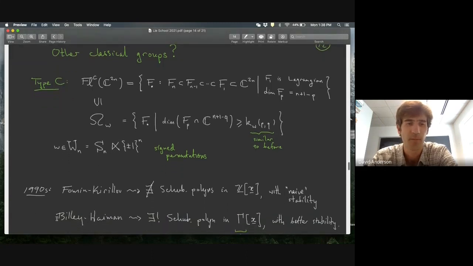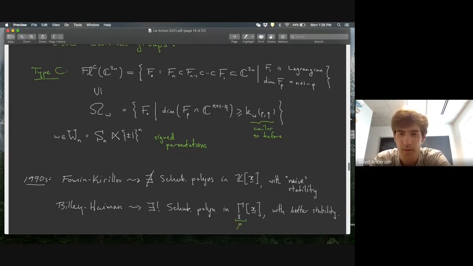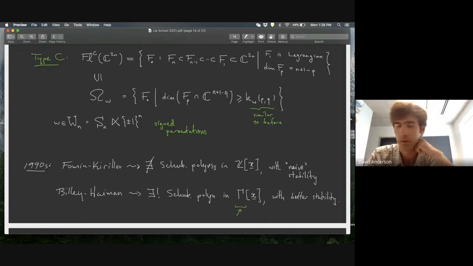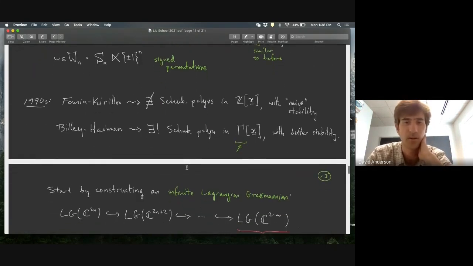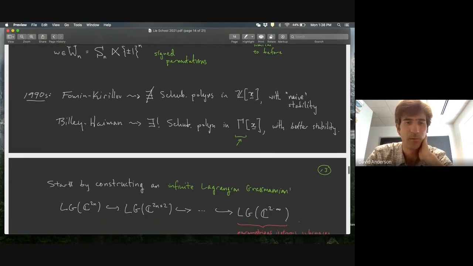But around the same time, Billey and Haiman said, well, there's actually a unique Schubert polynomial in some other ring. And I'll mention what this ring is on the next slide. But you want to use a little bit of a better stability notion coming from a better way of embedding one of these flag varieties in the next. Okay, so let me tell you about Billey and Haiman's construction, and then we'll take that back to the future.